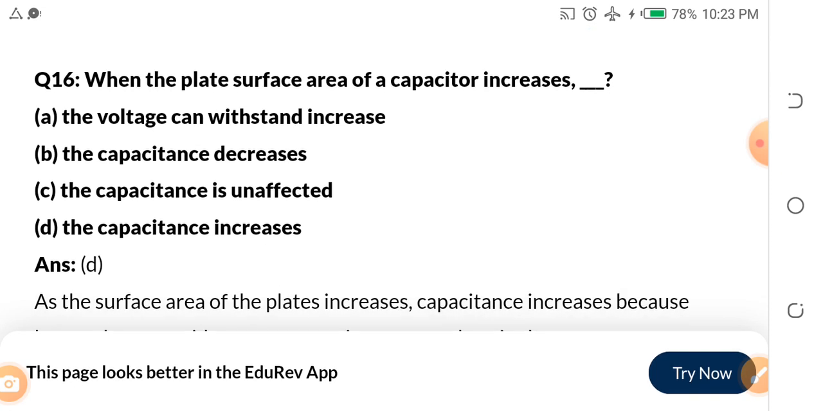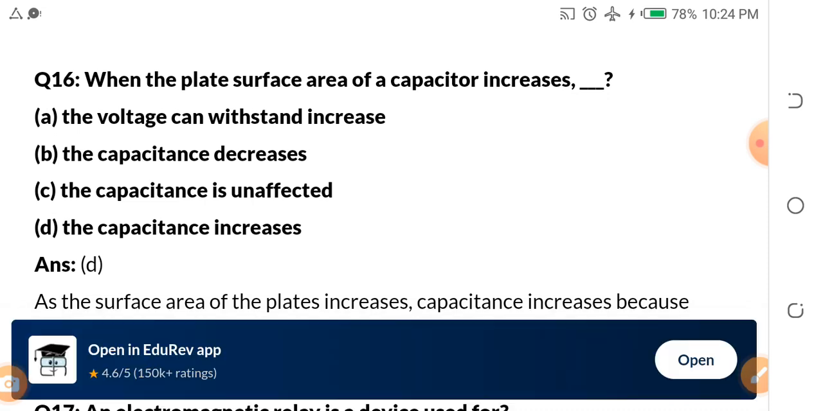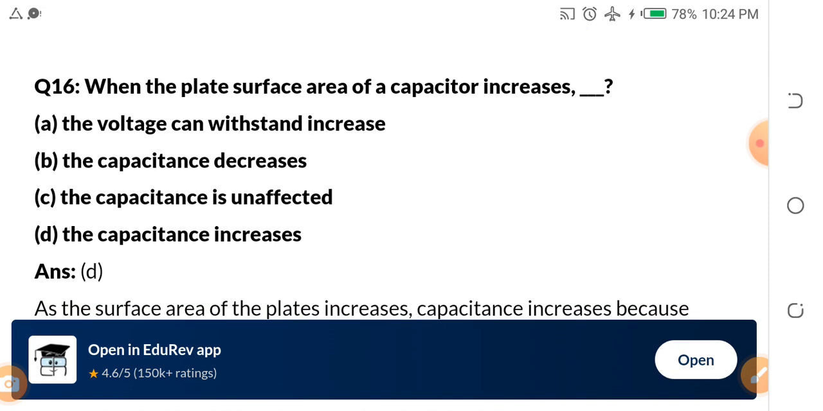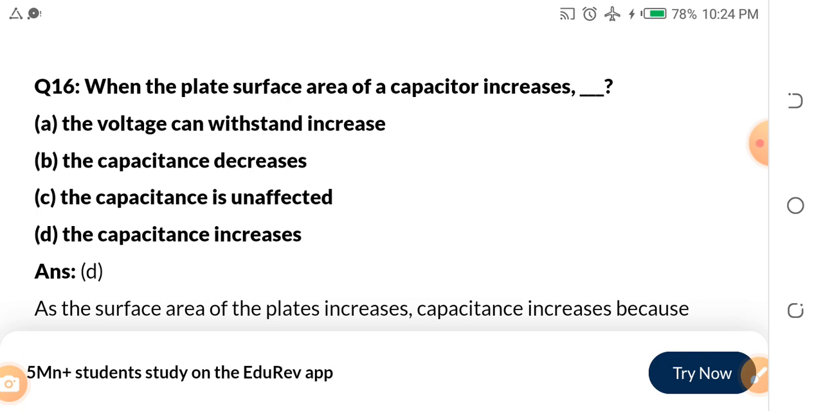Number 16, we continue. When the plate surface area of a capacitor increases, dash happens. A, the voltage it can withstand increases. B, the capacitance decreases. C, the capacitance is unaffected. D, the capacitance increases. The answer is D.